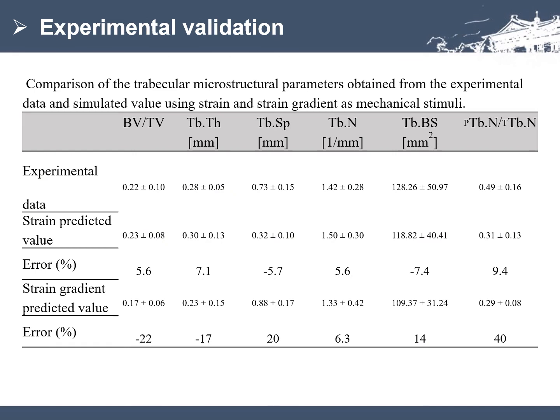The microstructure of the simulated result was also measured and compared with the experimental data. The table shows that the error of the strain-predicted microstructure is way lower than the strain gradient predicted value. The error is between 5.6 and the highest 9.4, which was found in the plate-like structure fraction.